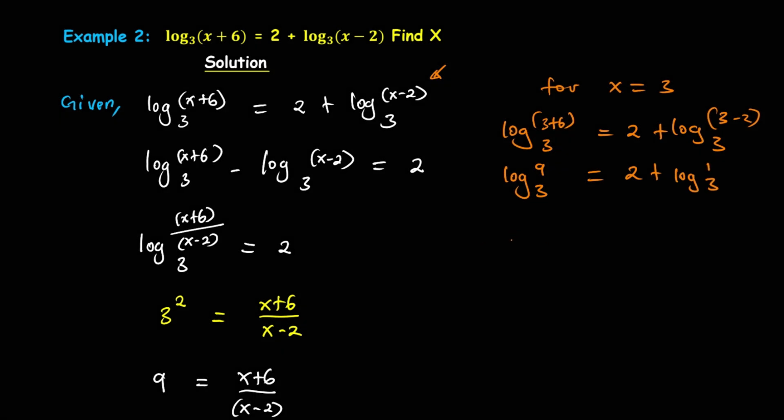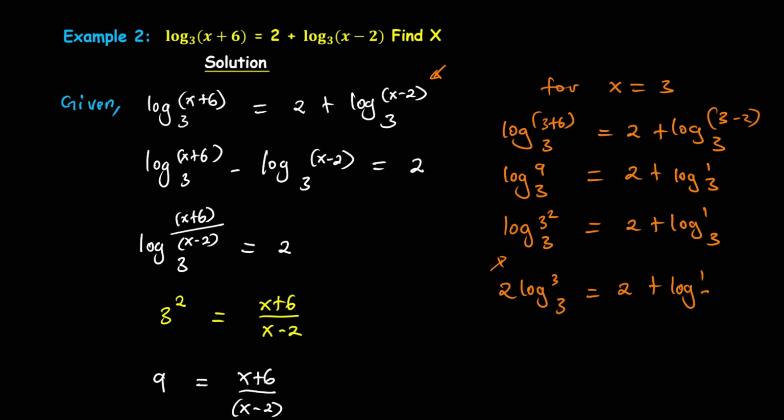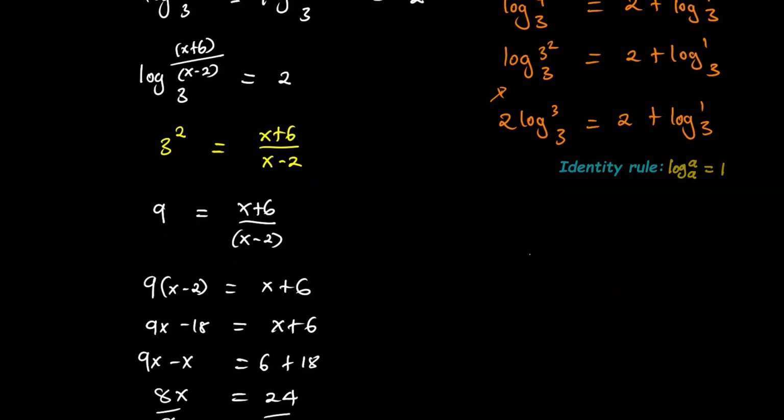But 9 is the same as 3 squared. So we will have log of 3 squared to base 3 equals 2 plus log of 1 to base 3. And from the power rule, 2 will become a coefficient of this logarithm. So we will have 2 log of 3 base 3 equals 2 plus log of 1 to base 3. But from the identity rule, log of 3 base 3 equals 1. So we will have 2 into 1 equals 2 plus log of 1 to base 3.